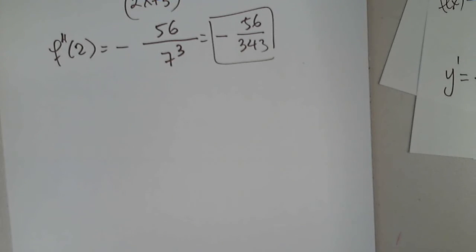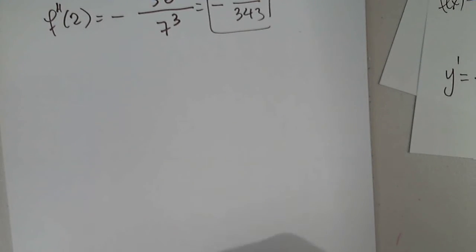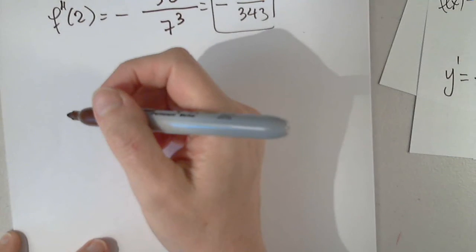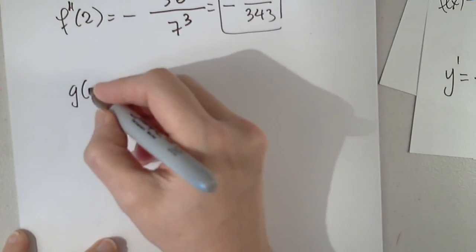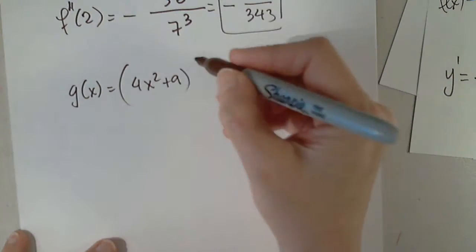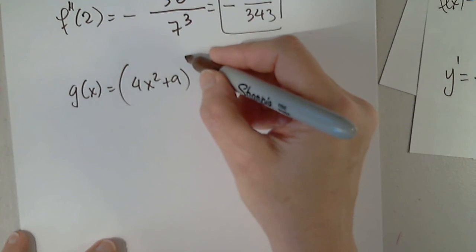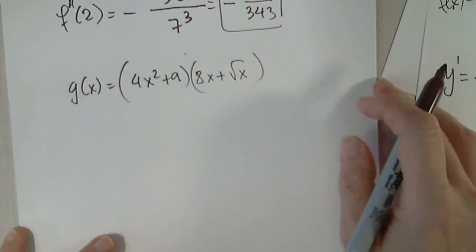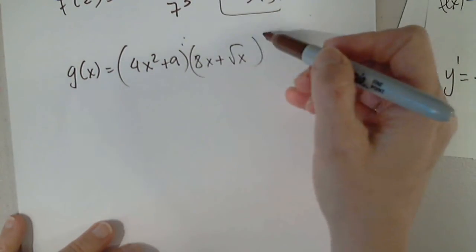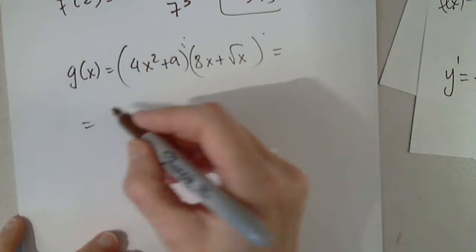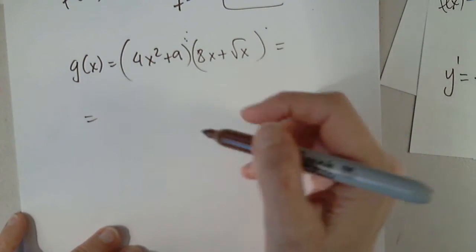I have one from 1.6. Excellent. I'm ready. Please. I'm begging for anything here. Differentiate g of x equals parentheses 4x squared plus 9 close parentheses, parentheses 8x plus the square root of x. Is it like this? Yes. Do they have any powers here? No. Okay, in that case, I'm going to do whatever I want.